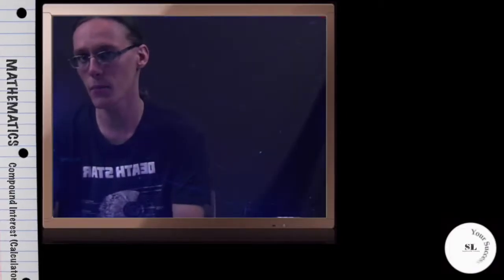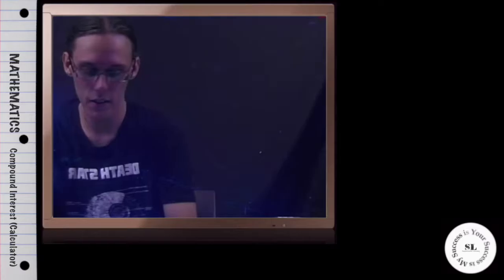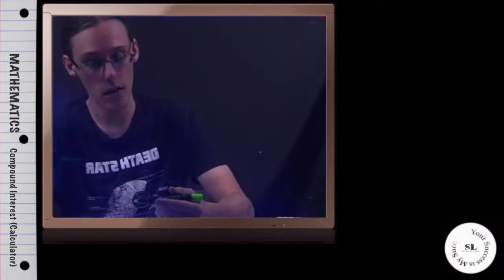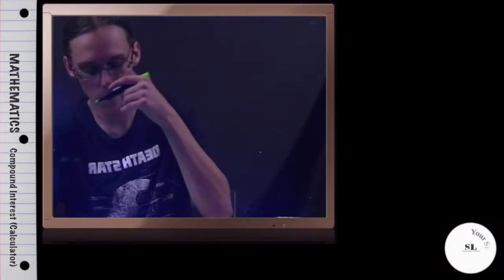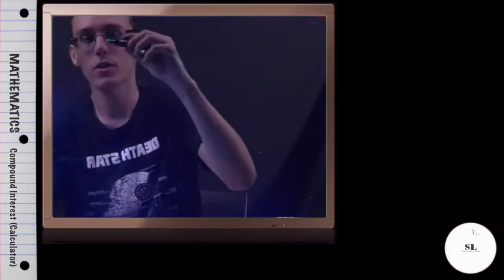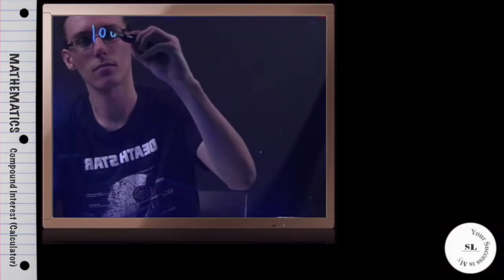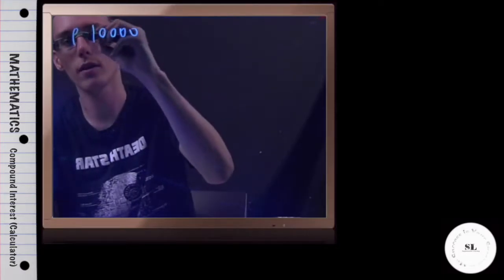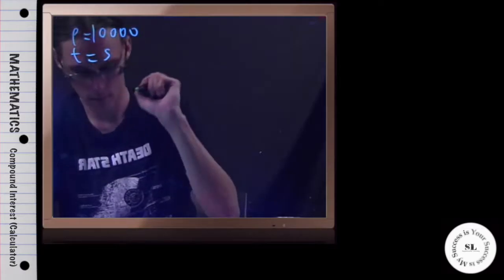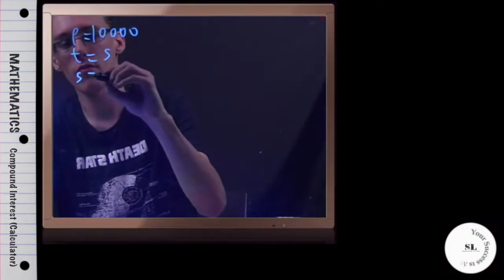All right, in this example, we're asked to find the accumulated value of an investment of $10,000 for 5 years at an interest rate of 5.5% if the money is compounded continuously. So, we're told that the principal is $10,000, the amount you invest. We're investing it for 5 years. The interest rate is 5.5%.